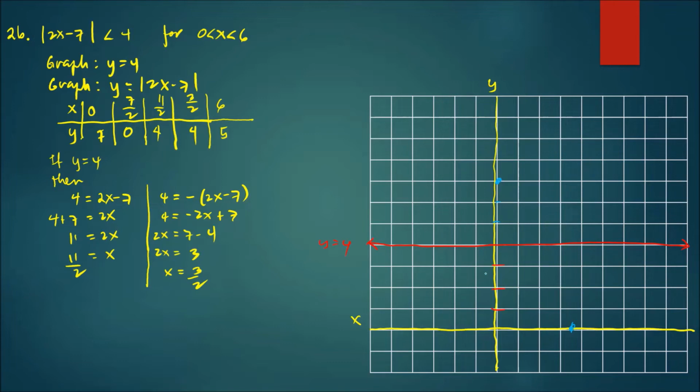Then we have 11 over 2, 4. 11 over 2 is 5 and 1/2, right? So we have 1, 2, 3, 4, 5 and 1/2, 4 here. Then we have 3 over 2, 4. 3 over 2 is 1 and 1/2. So that will be here, 4. Then we have 6, 5. So 1, 2, 3, 4, 5, 6, 5. Okay, so we graph.